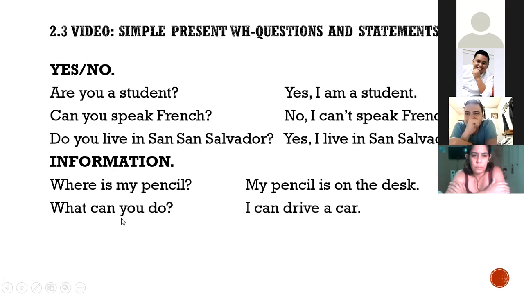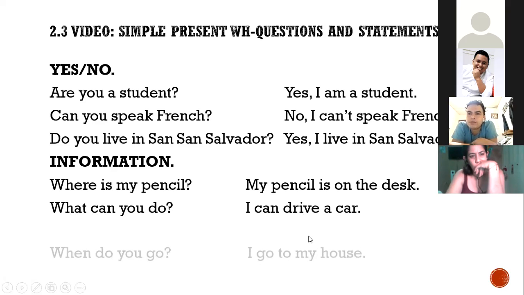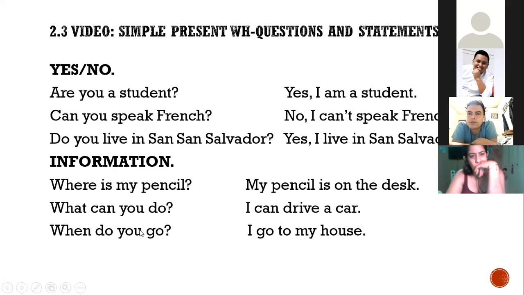Right? What can you do? Right? I can drive a car. Can, right? Verb to be. And I am answering the question, what? Aquí estoy respondiendo, ¿qué es lo que yo puedo manejar? ¿Qué tengo la habilidad para hacer yo? In this case, a car, right? When do you go? So I answer a what about when, right?